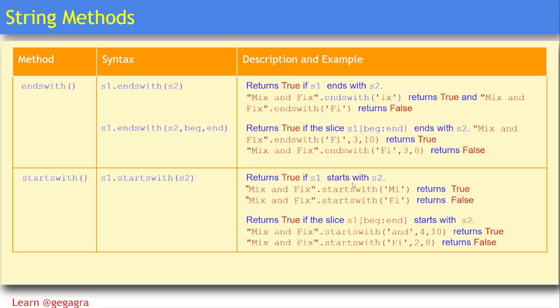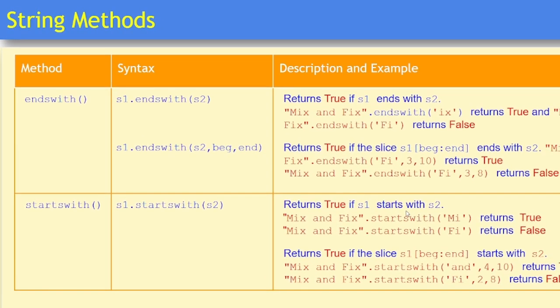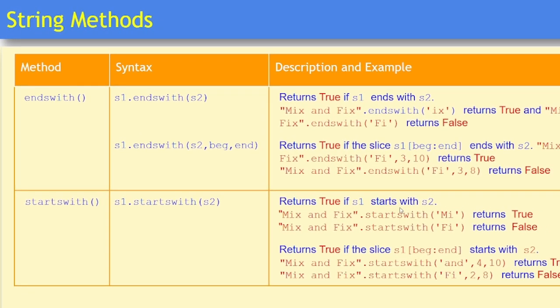If you look at the presentation, the first method, endswith, means if you have a string, and the last part of the string ends with the particular substring mentioned here. s1.endswith(s2) means s1 is the bigger string and s2 is the substring. If the string ends with s2, then it will return true, otherwise it will return false.